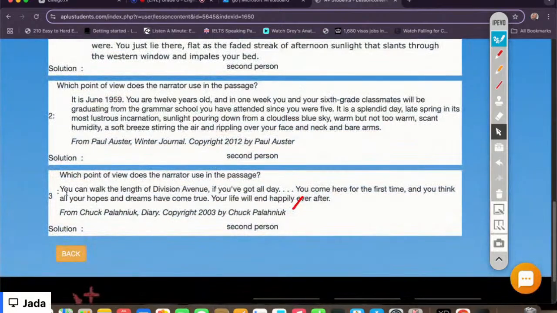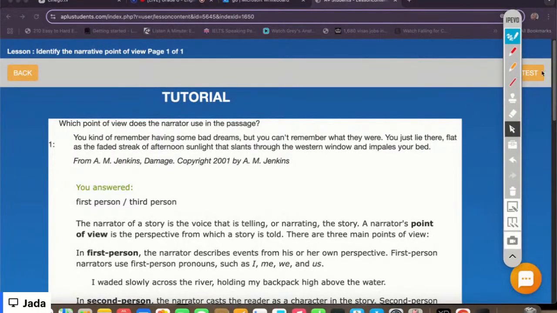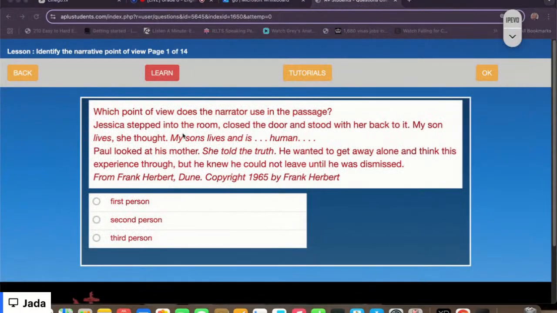Okay, so we have this. You can walk the length of Division Avenue if you've got all day. You come here for the first time and you think all your hopes and dreams have come true. Your life will end happily ever after. Okay, so this is also giving us the second person. All right, so we'll move on to the test and then we will try to answer this.